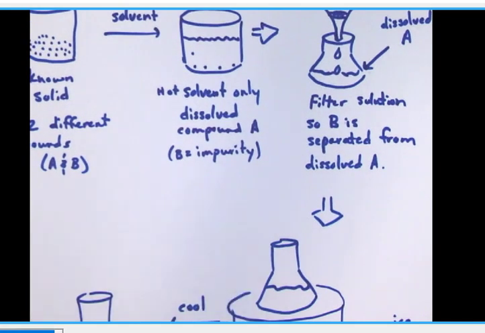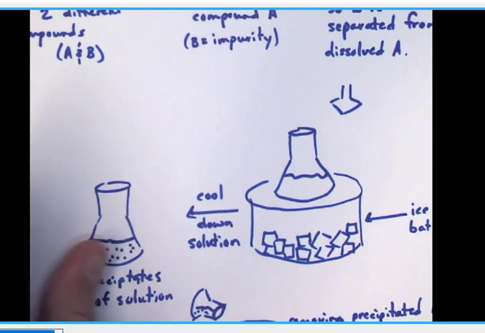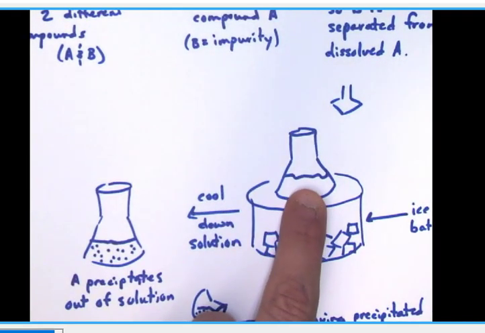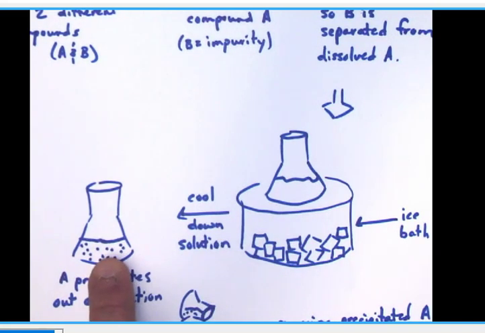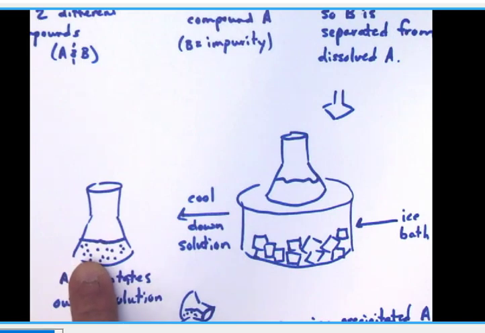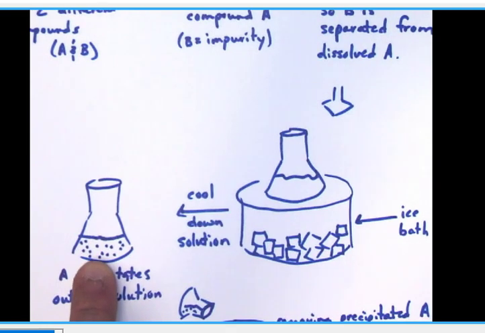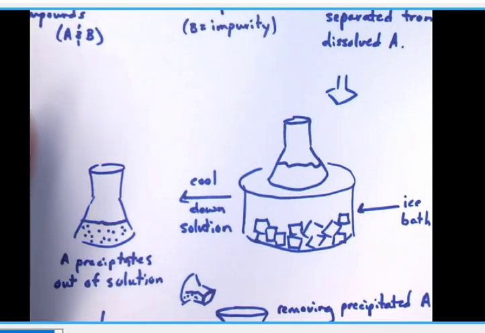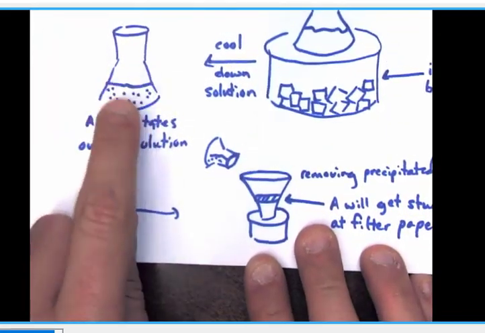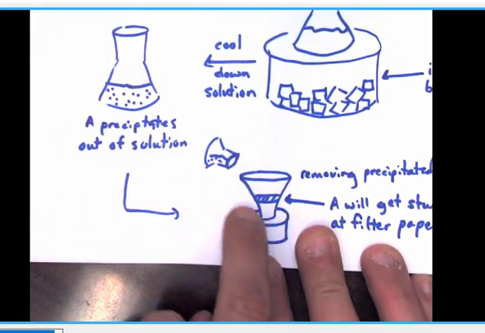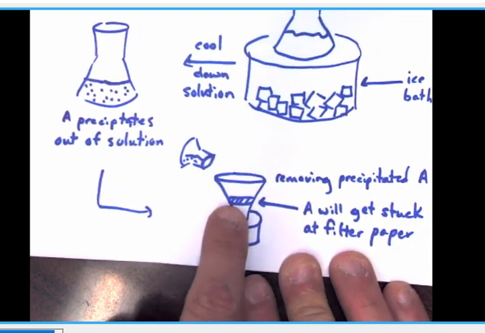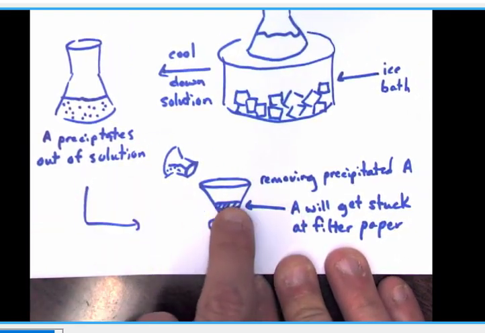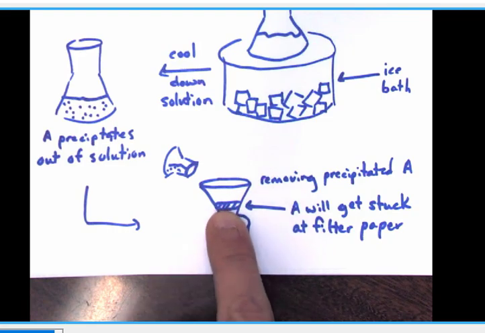An easy way to isolate that A would be to take that mixture with dissolved A in it and put it in an ice bath. We cool it down, and once it's cold like that, A recrystallizes out of solution. It precipitates out of solution. Then we can do yet another filtration step, where we take that cold mixture, use another funnel with filter paper, and filter out the A. The remaining A solid that recrystallized would be on the filter paper, and that helps us get a mass of A.